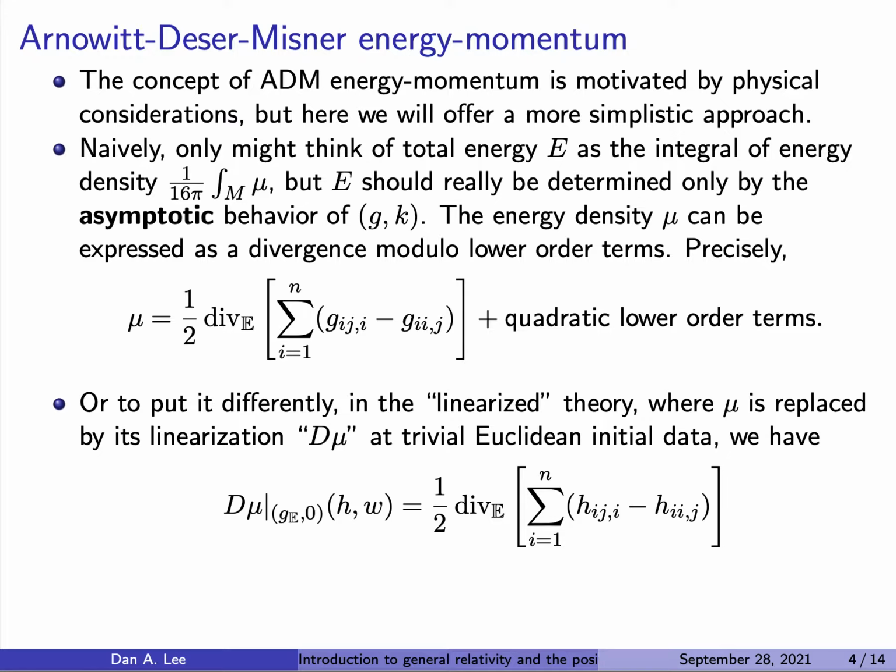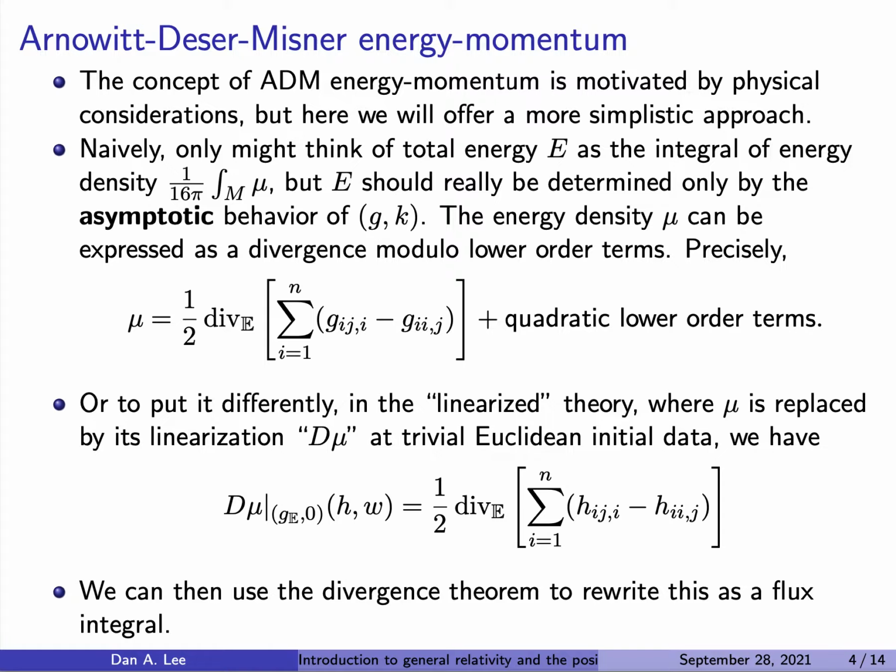So to put it differently, in the linearized theory, mu is replaced by its linearization at trivial Euclidean initial data. If you linearize at trivial data, which I'm writing there as G sub E for the Euclidean metric and 0 for K equals 0, and H and W here represent first order variations of G and K, then if you apply the linearization to H and W, you just get that divergence term. And again, I apologize, it should be I equals 1 to 3, not I equals 1 to n. There is no n here. All right.